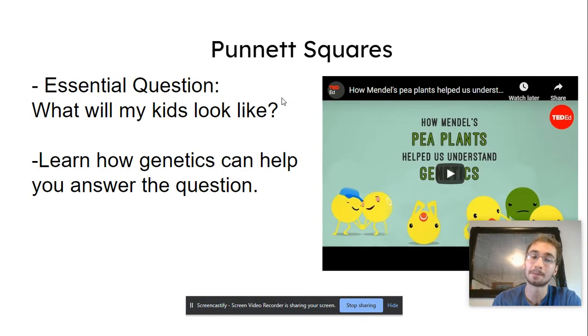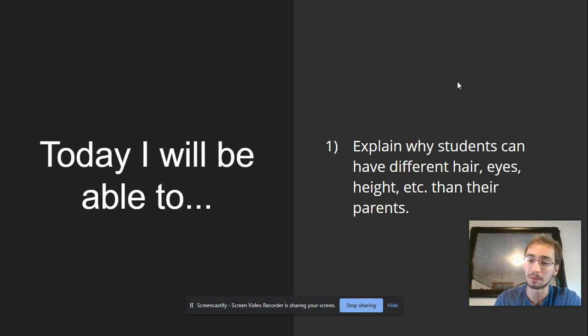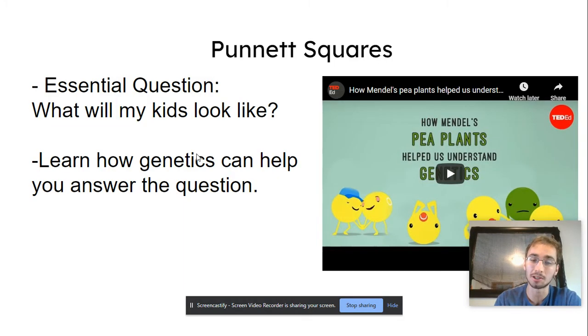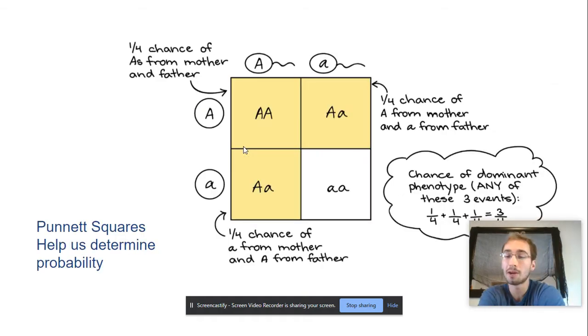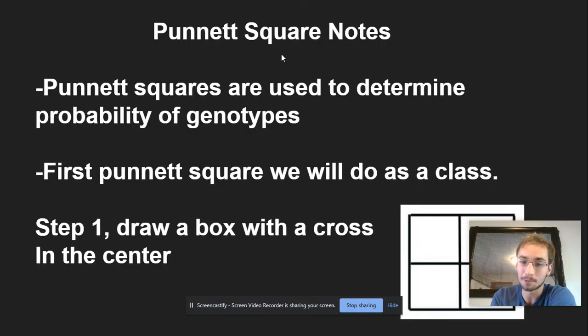Today you're going to learn how you can tell why you're different from your parents, explain what your kids will look like, and learn how genetics can help you answer. Punnett squares are how you figure out how your offspring are going to look. Everyone has two alleles, one from each parent, and you can give either one allele or the other. It's the same for your partner. So there are 4 possible scenarios of having a child. We're going to go over that more.